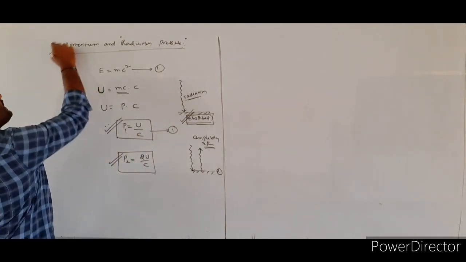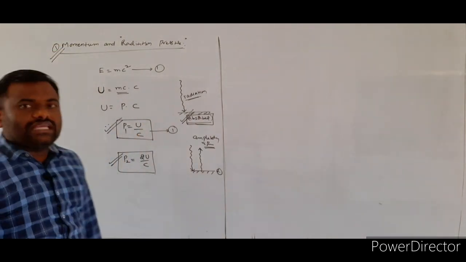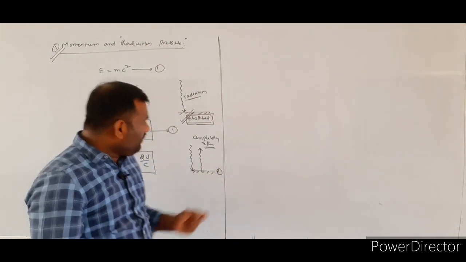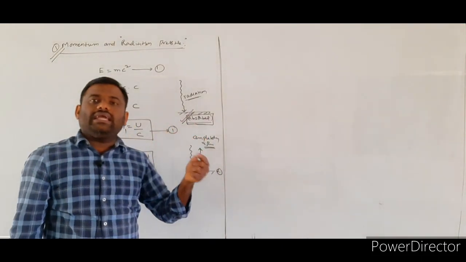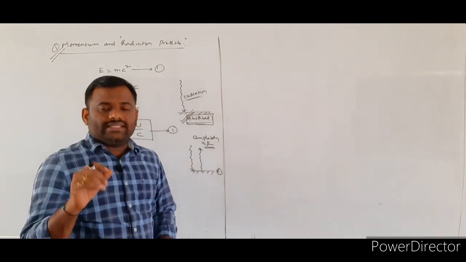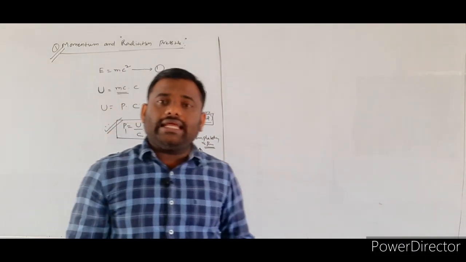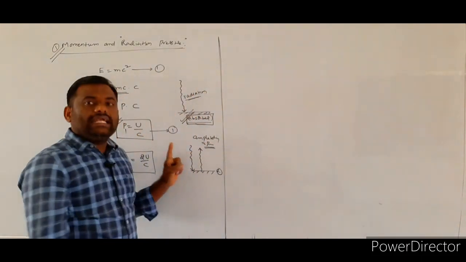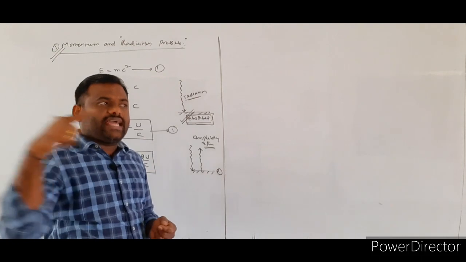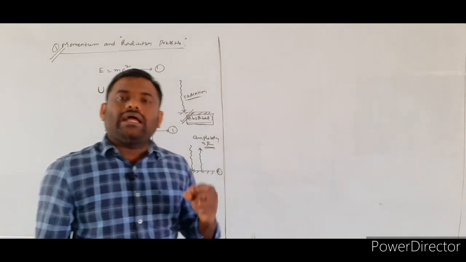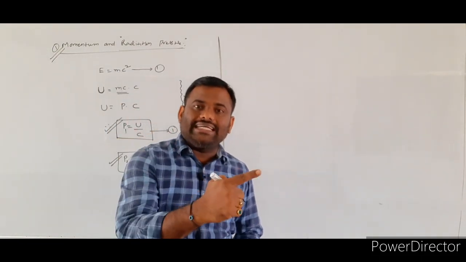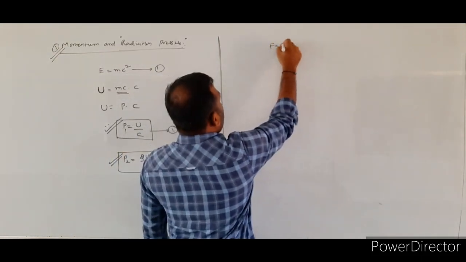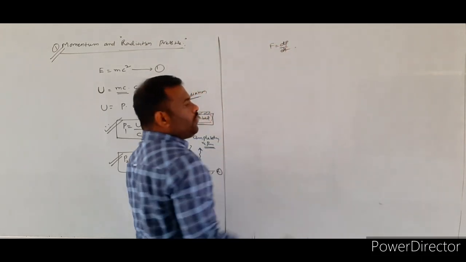So this is the concept of the linear momentum of the electromagnetic wave. Whenever the electromagnetic radiation has a definite momentum and strikes the given surface for a particular amount of time, it also exerts a force. Already we know that according to Newton's second law, F is equal to dp by dt.